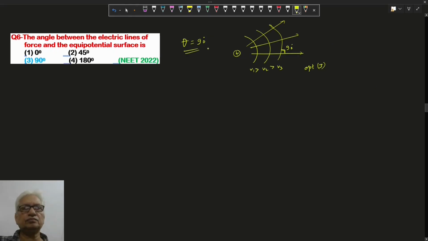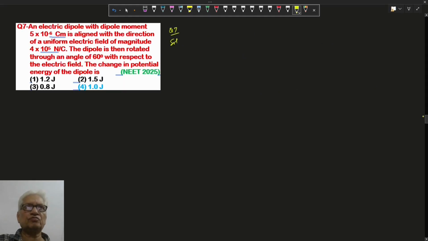3 is correct. In this question, an electrical dipole with dipole moment P equal to 5 into 10 to the minus 6 coulomb meter aligned with the direction of uniform electrical field. Say this is the electrical field, 4 into 10 to the 5 Newton per coulomb. P is aligned. It means P also in the same direction of electrical field. Theta is equal to 0 degree. This is called stable equilibrium.